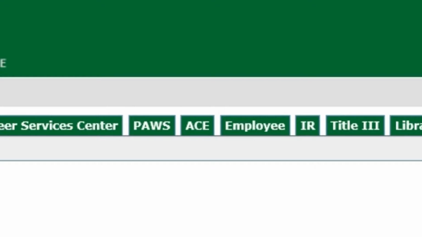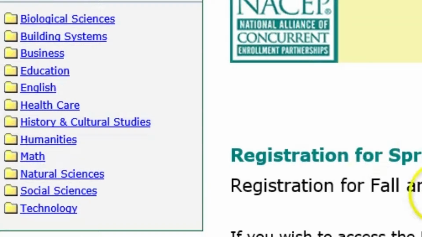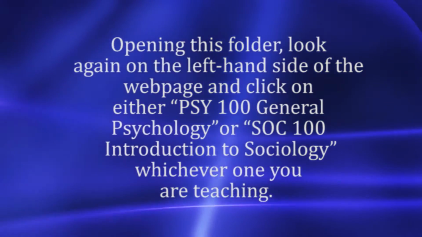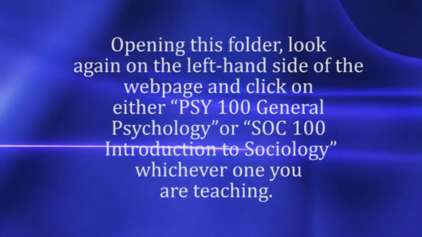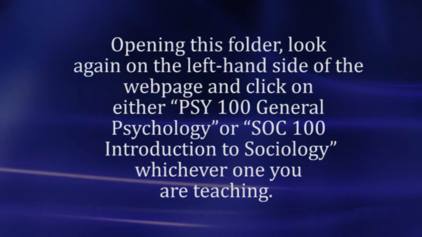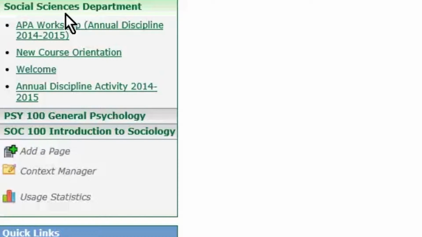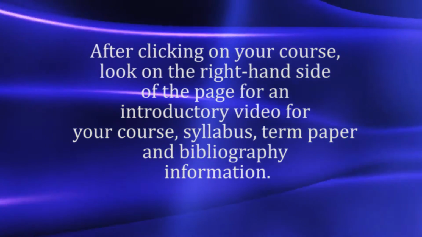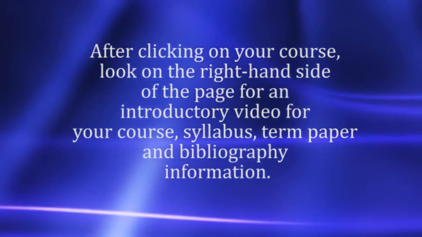Course material can be found by logging into myPEAK on the Pennsylvania Highlands Community College portal. Once logged in, please click on the ACE tab located at the top center section of the web page. Then, look on the left-hand side of the web page and click on the Social Sciences folder. After opening this folder, look again on the left-hand side of the web page and click on either PSY 100, General Psychology, or Soc 100, Introduction to Sociology, whichever one you are teaching. After clicking on your course, look on the right-hand side of the page for an introductory video for your course, syllabus, term paper, and bibliography information.